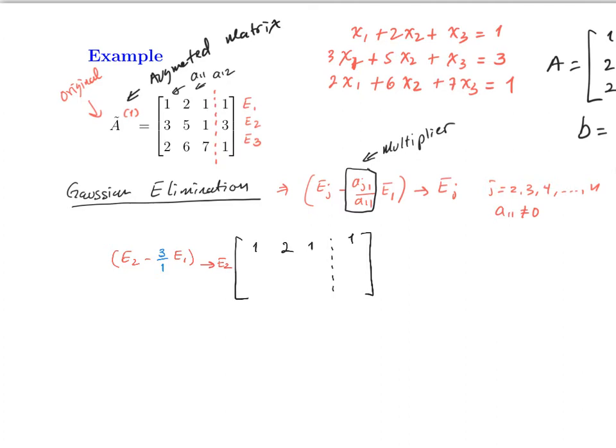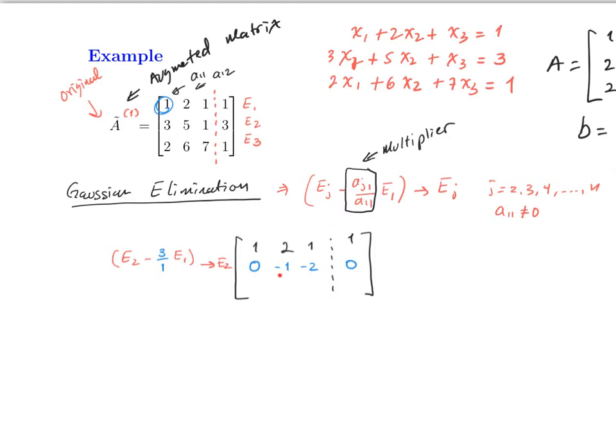Why? Because if you multiply this by minus 3 over 1, it will give you minus 3. Minus 3 plus 3 is 0. So that's why we're using that. So when we do that, the first value should become 0. And you should check this. This is very straightforward. This one should be minus 1, minus 2, and the last one is 0.